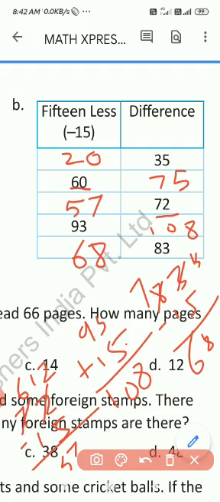So 35 minus 15 is equal to 20. 60 plus 15 is equal to 75. 75 minus 15 is equal to 60. 72 minus 15 is equal to 57. And 108 minus 15 is equal to 93. And the last number, 83 minus 15 is equal to 68. So we have to complete like this, difference and 15 less number.